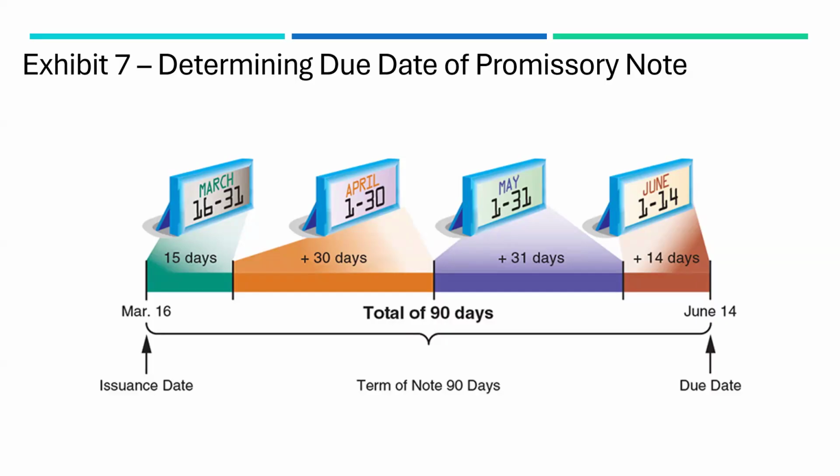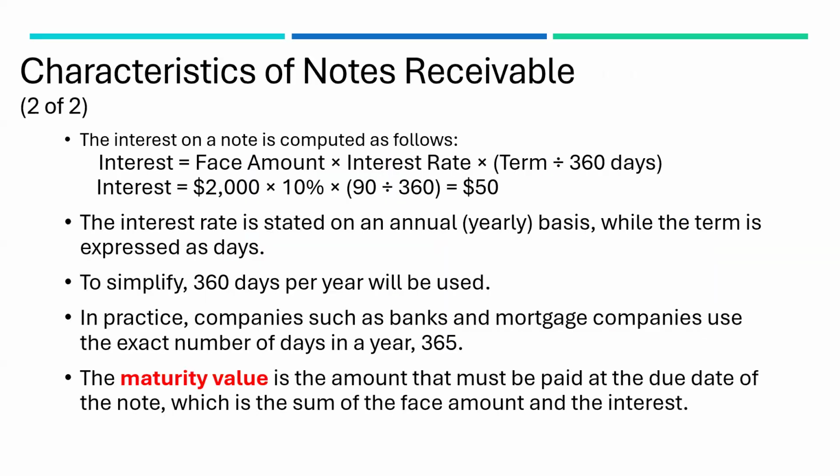And so that's important for calculating how much interest is accrued. Because when we have our interest on the note, the interest rate on the note is 10%. 10% of $2,000 is $200, but they're not actually going to get $200 in interest on this note because it's only outstanding for 90 days.